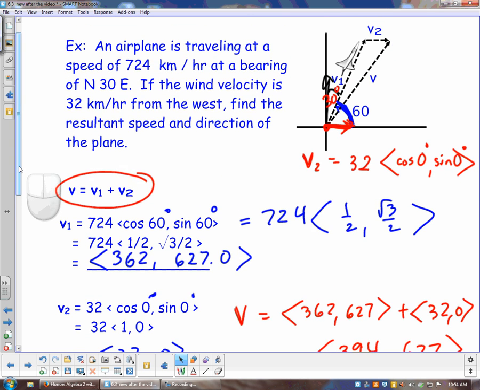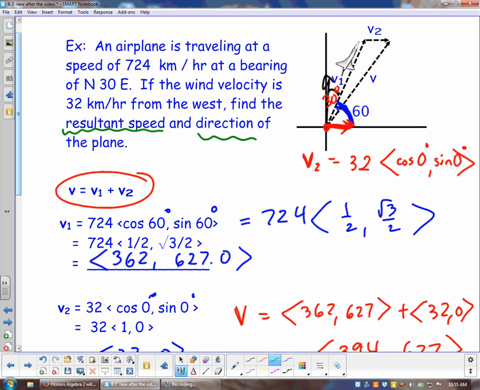We found the direction of the plane. Actually, I think we found the component form of the resultant vector, but we did not answer either part yet. We still need to find the resultant speed and the direction. We did 90% of the work, but we still didn't answer the question yet, so we still need to finish this up.